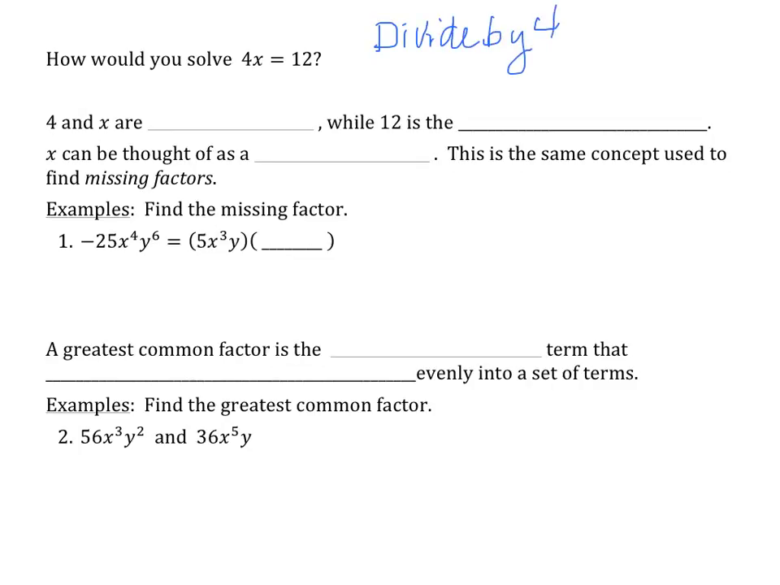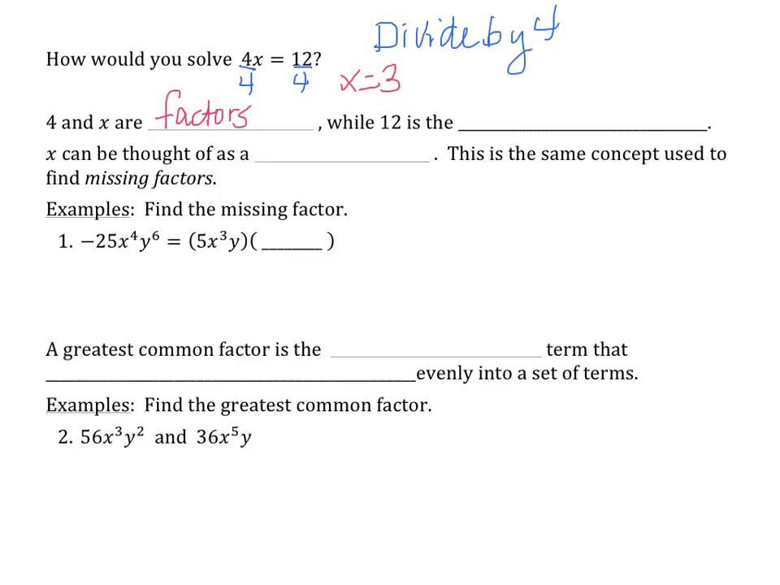And that is correct. You would divide both sides by 4, and you would get an answer for x, right? So we would get that x equals 3. Okay, so we all know how to do that. Well, let's take that and apply it to what we're going to be working with today. Now, in this example, 4 and x are what we call factors. They are factors of the 12.